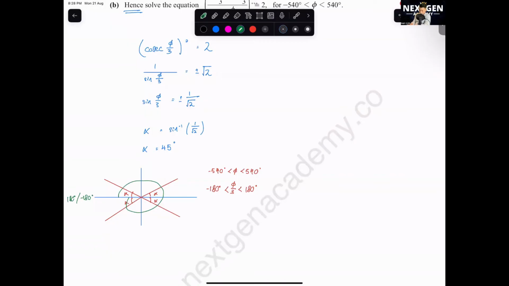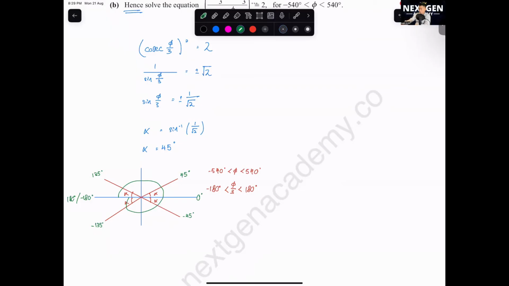How to do this? This is 0 degrees, the beginning of your trigo. How do we read the angle here? We read the positive one first. This one will be 45 degrees. This line here will be 180 minus 45, which is positive 135. The negative side here is negative 45 degrees. And here will be negative 135 degrees.